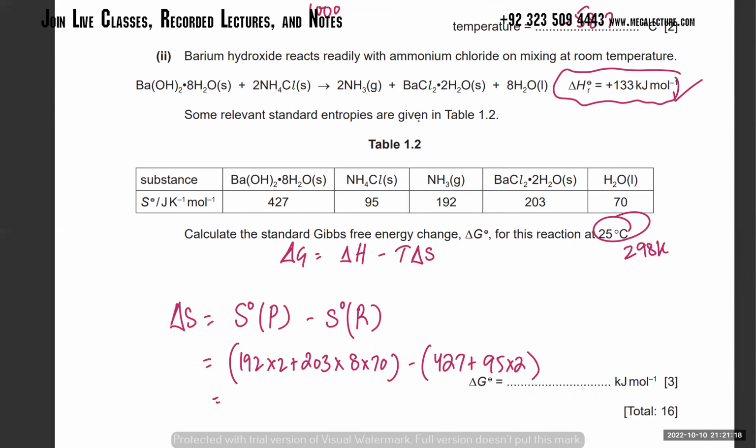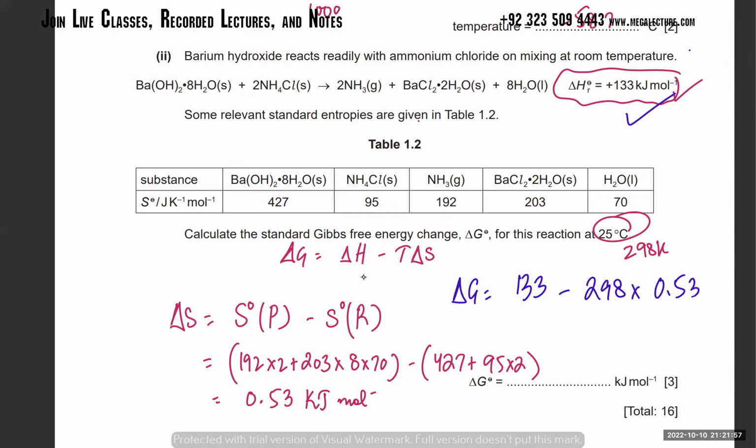Sir, it was 530 upon 1000, which was giving me 0.53. In kilojoules, yes. I divided the previous answer by 1000. It is 0.53, right? Yes, sir. And then you use this to figure out delta G. What would be delta G? So delta G is going to be delta H, that's 133 kilojoules, minus T times, that's 298 times delta S, which is 0.53 kilojoules.